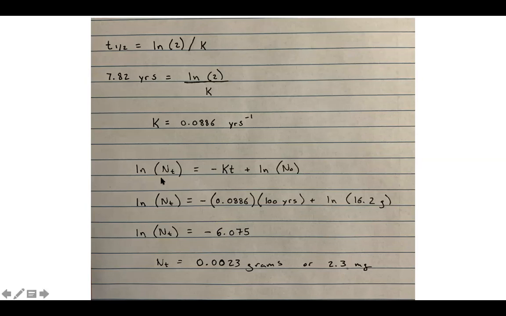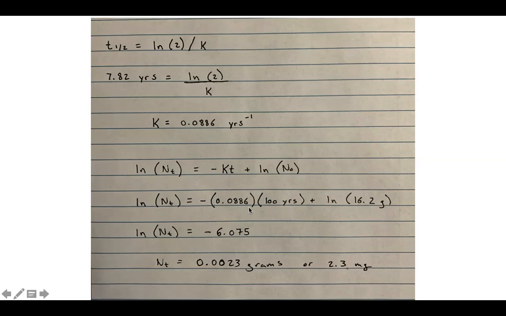Okay, so here is our integrated rate law for first order reactions. And so I'm going to plug in K, which is, again, what we saw above, 0.0886. For time, I'm going to plug in the century, 100 years. And for N0, I'm going to put my initial amount of radioactive isotope, 16.2 grams.